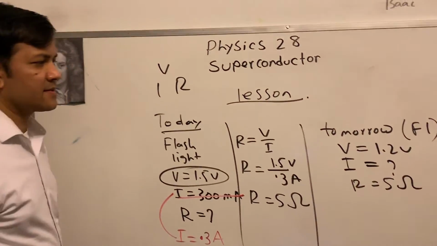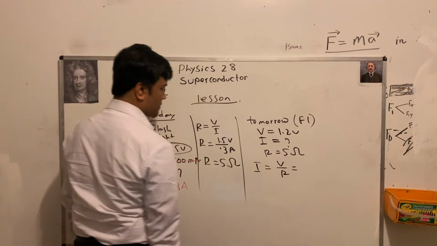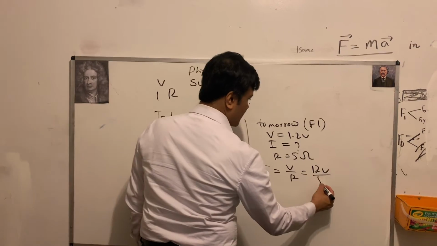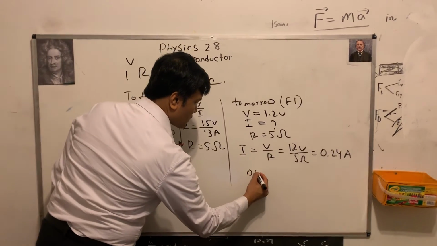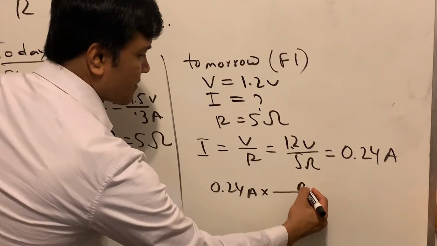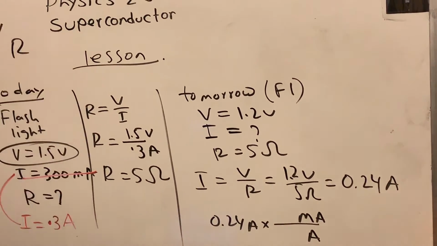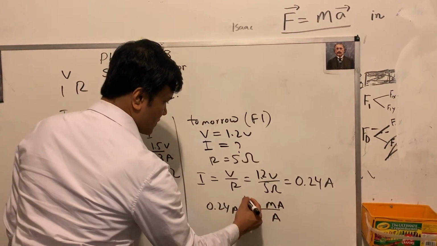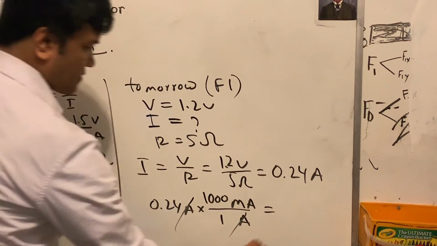Now what do we need to find? Current. Current is V over R, and V is 1.2, so 1.2 over 5 is 0.24 amps. But we need milliamps, so we multiply by 1,000. 1 amp is 1,000 milliamps, so we have 240. 1 milliamp is 1 over 1,000 amps.